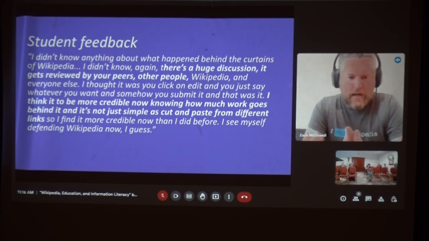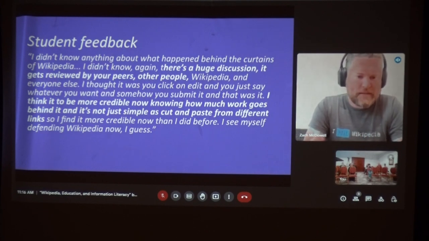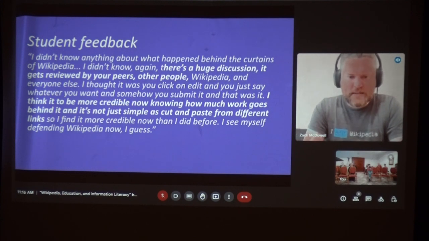Going through the student feedback, as well as a lot of experience with this, you can see that the Wikipedia assignment and editing Wikipedia directly speaks to this. They understand that there's a huge discussion that gets reviewed by peers and other people, and they realize they can't just cut and paste things, right? They understand that there's a lot more work that goes into it, and they understand how it comes together from a variety of different sources.